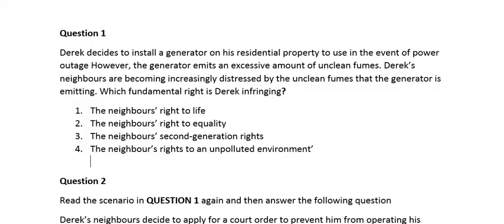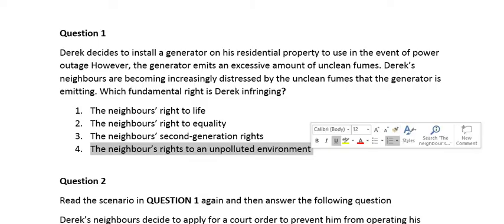Question number 1. Derek decided to install a generator on his residential property to use in the event of a power outage. However, the generator emits an excessive amount of unclean fumes. Derek's neighbors are becoming increasingly distressed by the unclean fumes that the generator is emitting. Which fundamental right is Derek infringing? Number 1, the neighbor's right to life. Number 2, the neighbor's right to equality. Number 3, the neighbor's second generation right. Number 4, the neighbor's right to an unpolluted environment. So guys, here the correct answer is number 4, which says the neighbor's right to an unpolluted environment. So let me underline the answer for you guys.